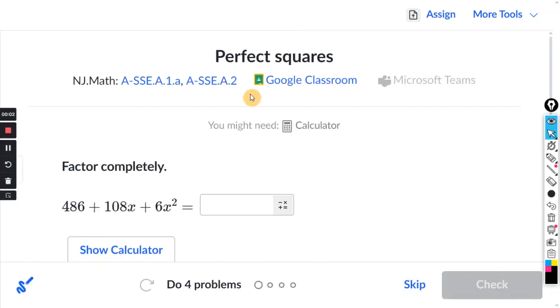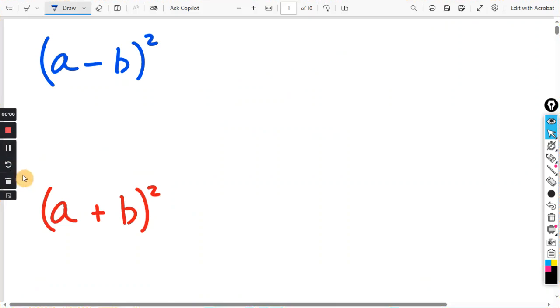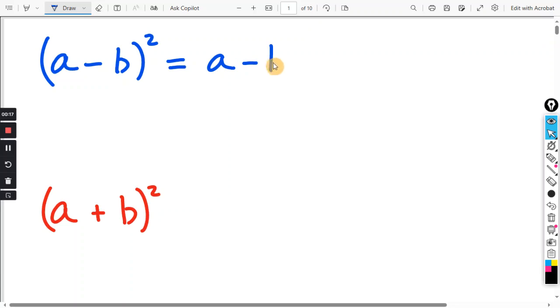This will be for the con exercise, perfect squares. All right, so these are the two perfect squares being referenced. Let's expand each one. A minus b squared. Of course, that is just a minus b times itself.